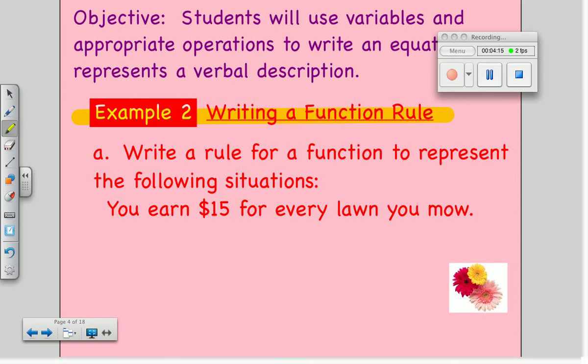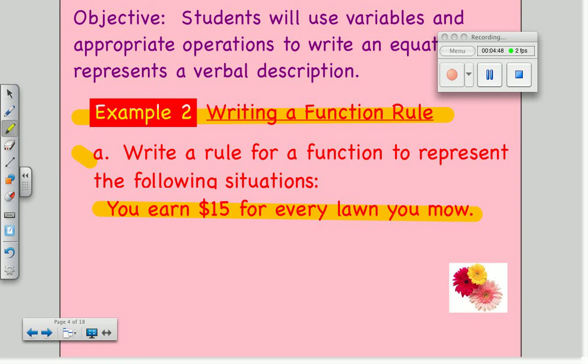So here's the situation. I want you to write letter A, but you don't have to write all of this. You just have to write this. You earn $15 for every lawn you mow. That means if you mow 1 lawn, you get $15. So how much do you get if you mow 2 lawns? All right, you should have said $30. So how much do you get if you mow 3 lawns? You should have said $45.